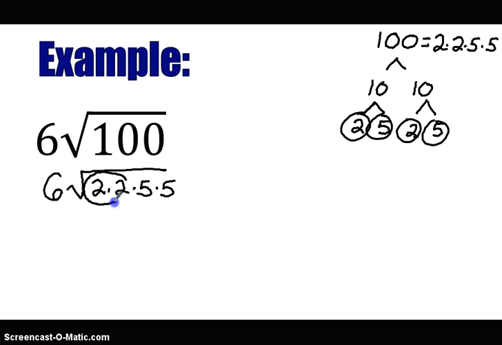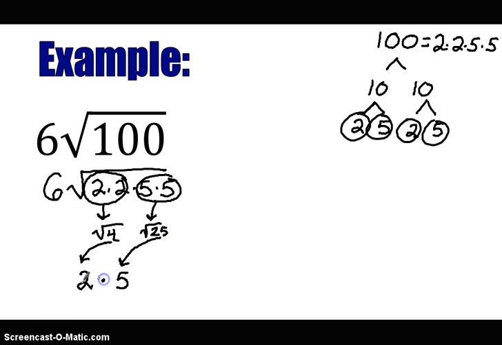2 times 2 is a pair of factors that we can bring out because it's the square root of 4. The square root of 4 is 2. We also have another pair of factors, 5 times 5, which is 25. The square root of 25 is 5.